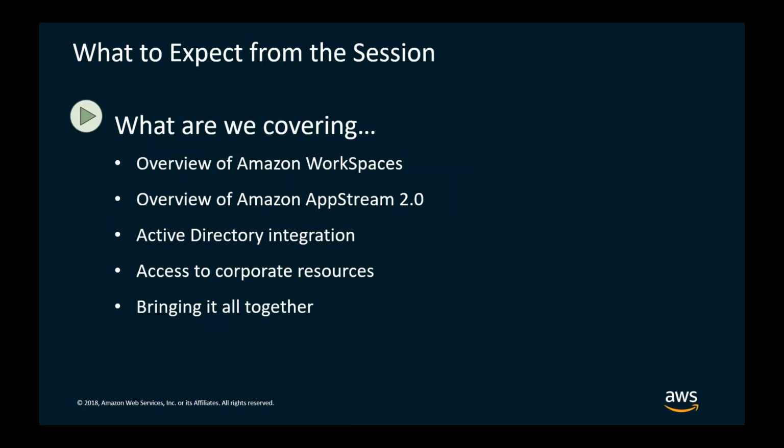All right, so what are we going to talk about in this session? We're going to go over an overview of Amazon WorkSpaces. We'll go over an overview of the Amazon AppStream 2.0 product. We'll talk a little bit about your Active Directory integration considerations, how you grant access to corporate resources, and then how we bring everything together into a standardized solution.